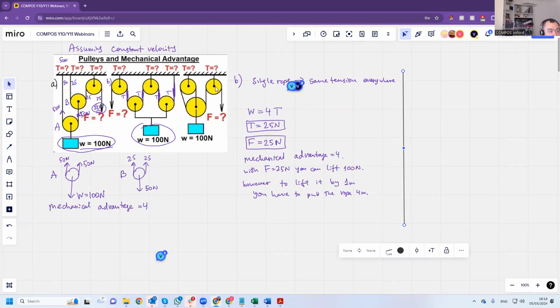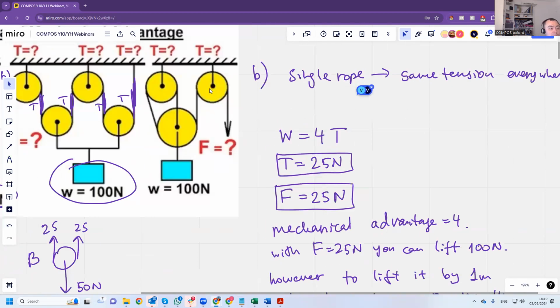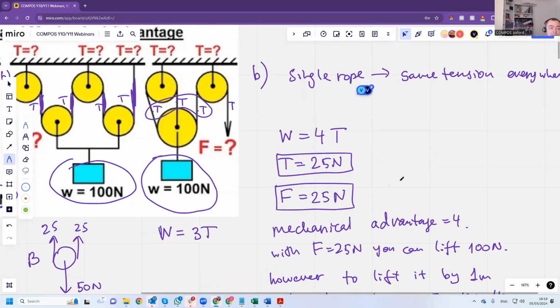Now this one, once again, it's the same rope. It's the same rope because 1, 2, 3, 4, the rope is the same. It has to have the same tension everywhere. So tension, tension, tension, tension. And this weight is suspended from 3 ropes. And that means that the weight is equal to 3 tensions.